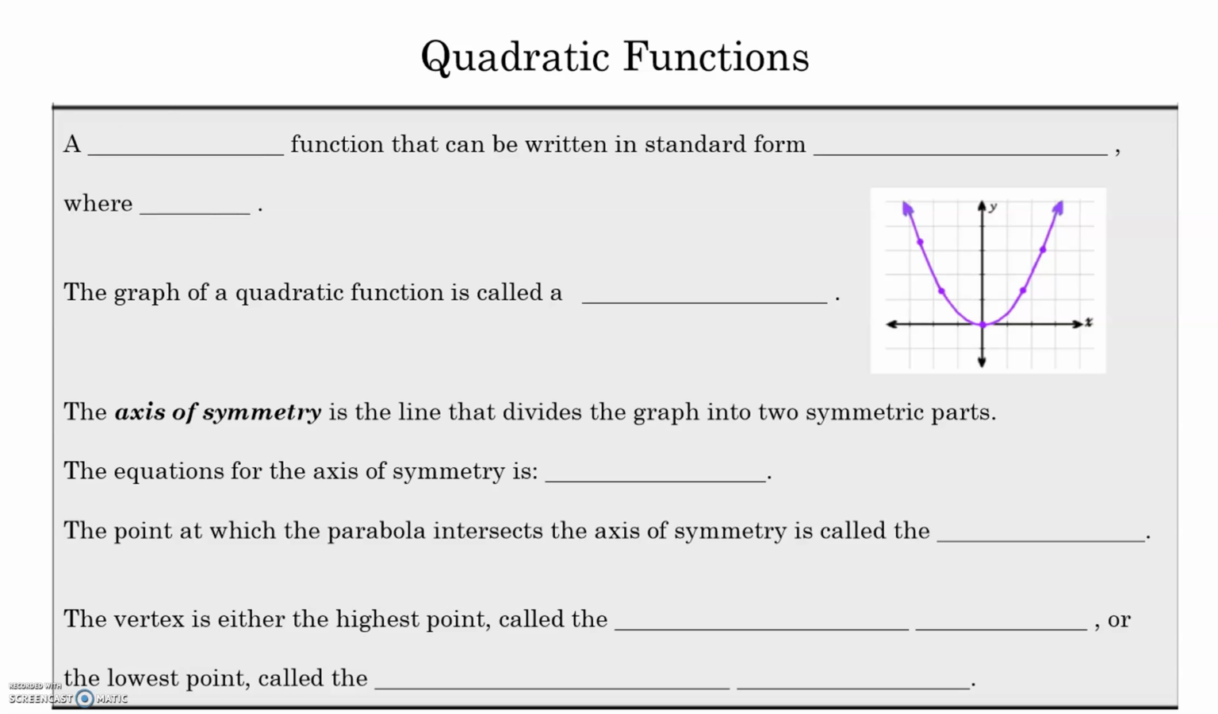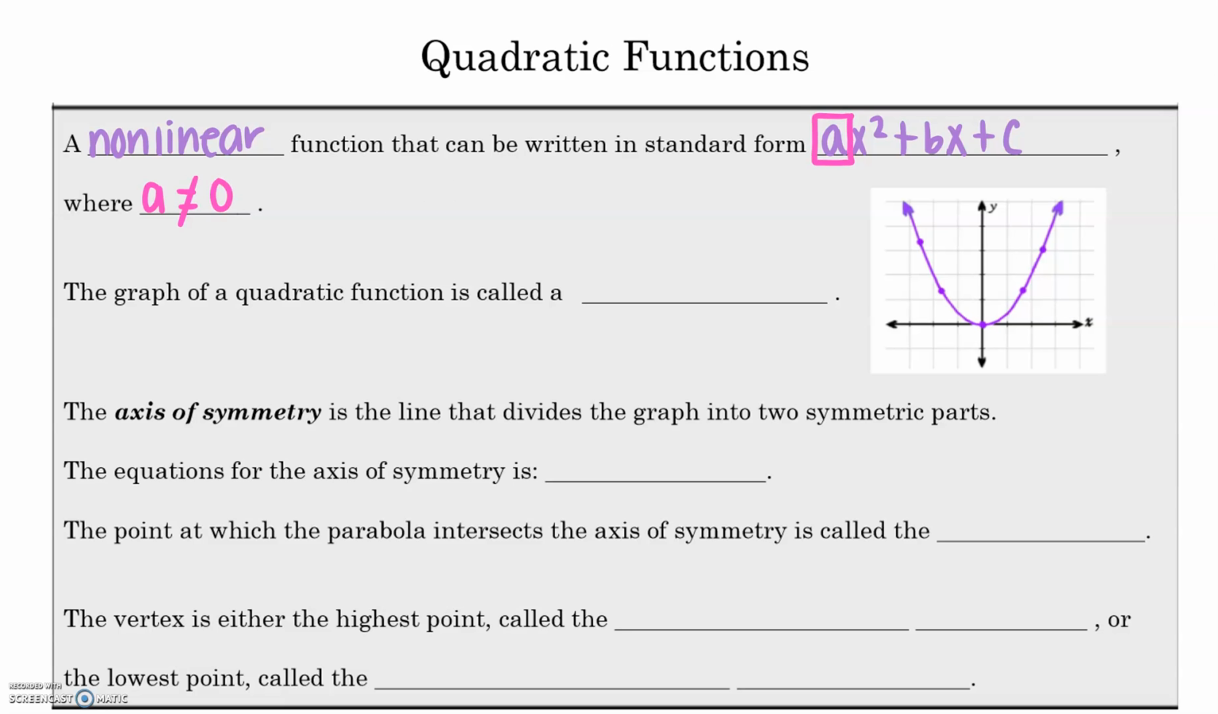A quadratic function is a non-linear function, and it can be written in standard form as ax squared plus bx plus c. A, b, and c are coefficients. The main thing that you need to know is that the coefficient in front of x squared, so this a right here, cannot be equal to 0.